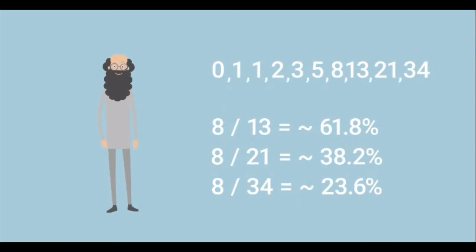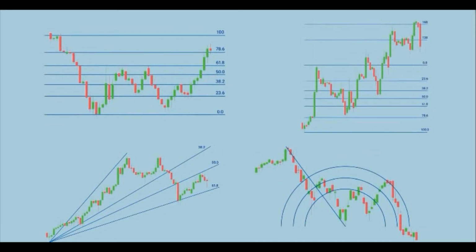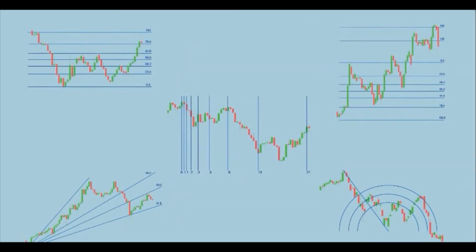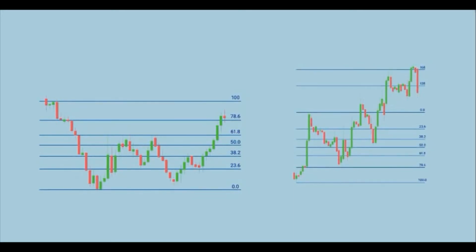Trading platforms usually offer several Fibonacci drawing tools: retracement, extension, fan, arcs, and time zone. We'll focus on retracements and extensions as they're the most popular among traders.